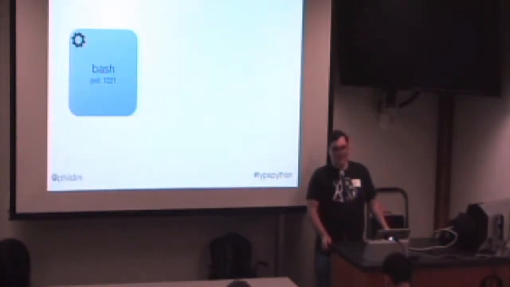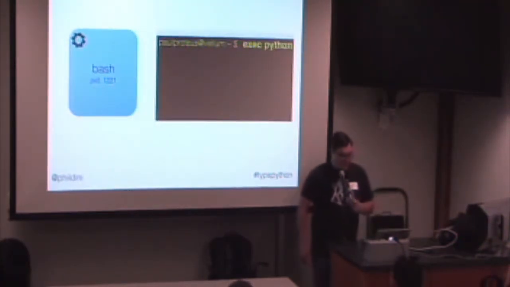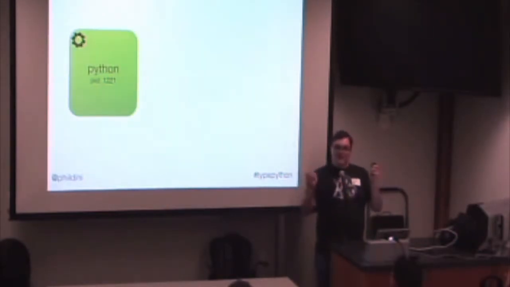Okay, so we have our program, Python. Programs run in processes. This is an abstraction of the bash process. It's a little container. It's called bash. It's got a PID, or process ID, of 1221. And so you think, okay, I have Python, I have this process for Python to run in. I might do something like exec Python to start up the Python program and run it. Okay, great. But there's a problem.